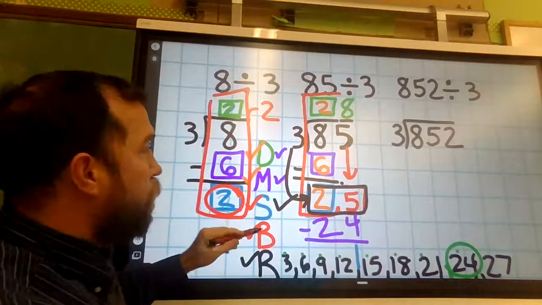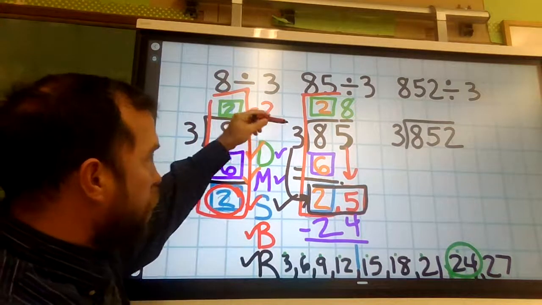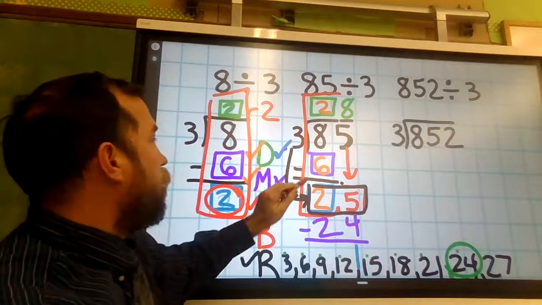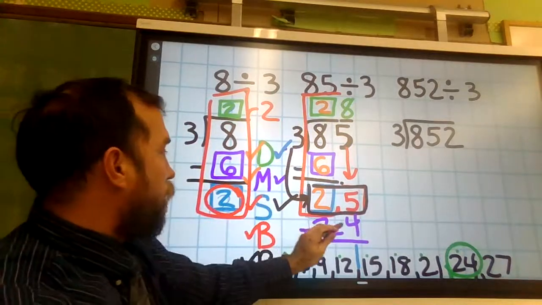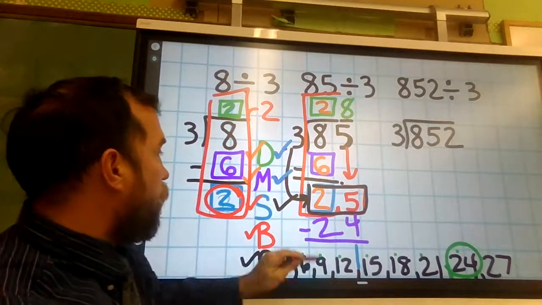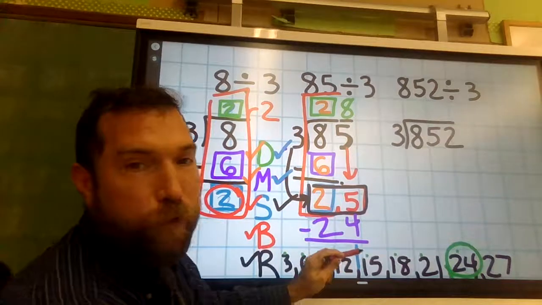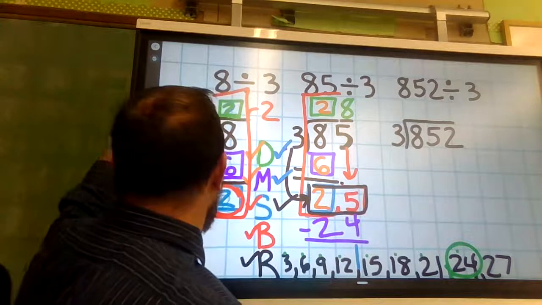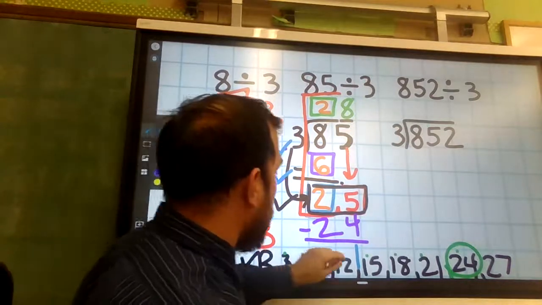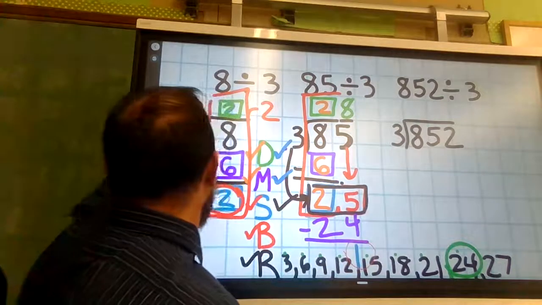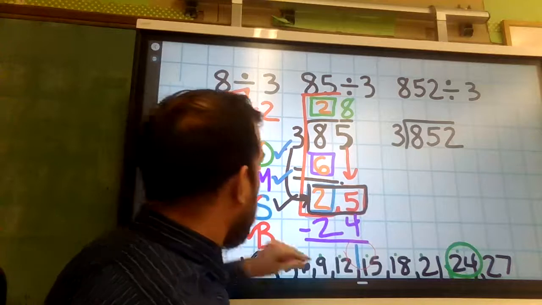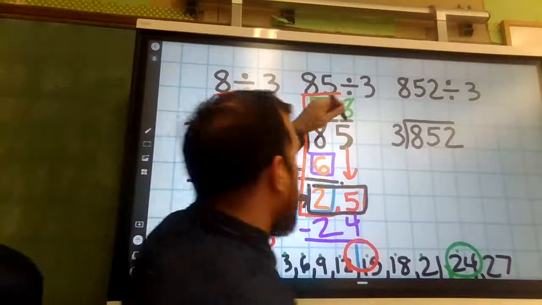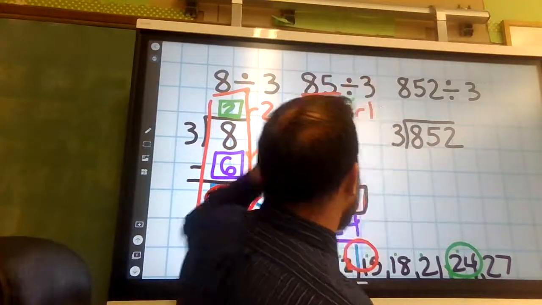So I basically just did the same exact steps again. After R, I did D. 25 divided by 3 was 8. 8 times 3 was 24. That's right here. That's the multiply. S, 25 minus 24 is 1. I go to bring down again. There's nothing left to bring down. So again, when there's nothing left to bring down, that becomes my remainder. And I have a remainder of 1.